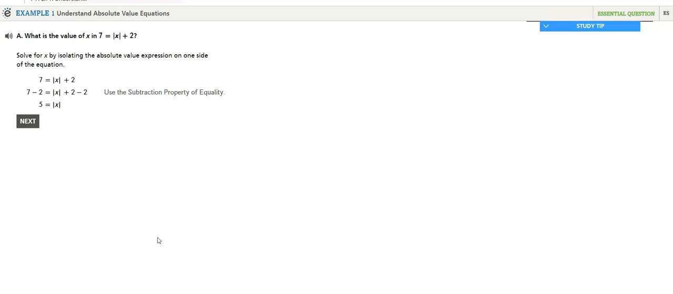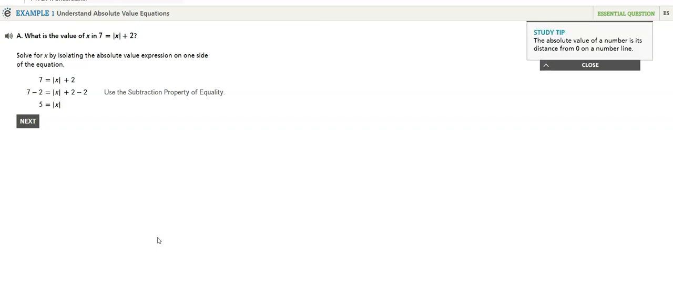All right, so we're going to remind ourselves really quickly what absolute value means. We're going to take a look at the study tip here. I would write this down in your notes. Remind yourself that the absolute value of a number is its distance from 0 on a number line. So if you are trying to find the absolute value of 5, 5 is 5 hops away from 0 on a number line.